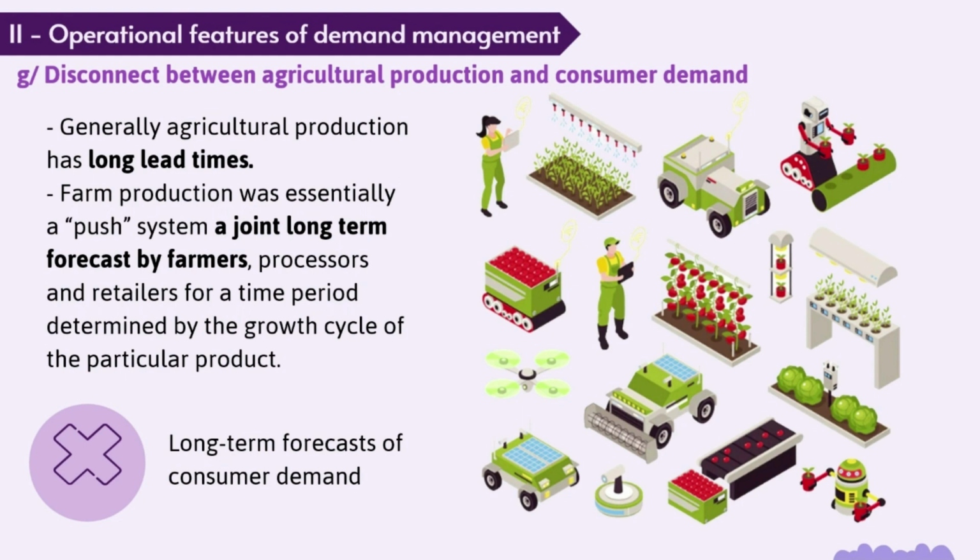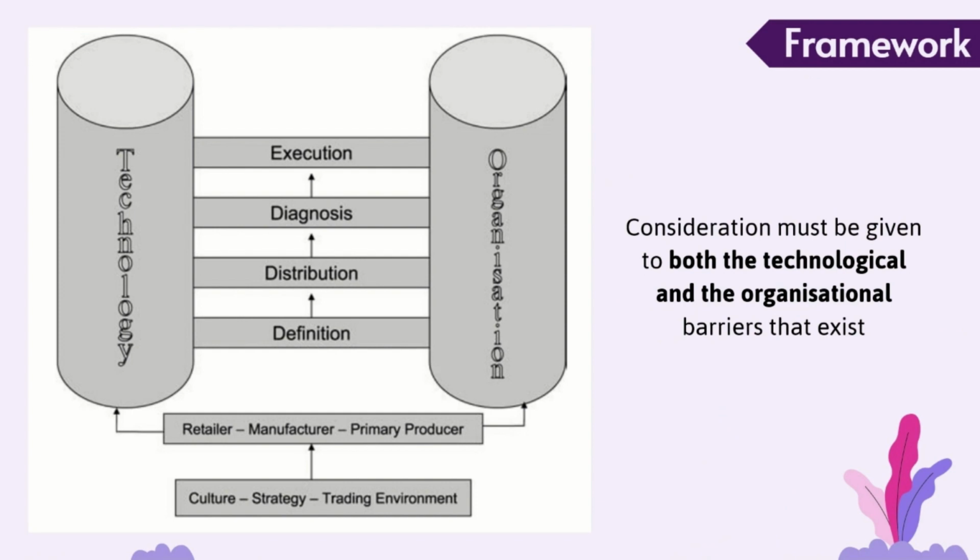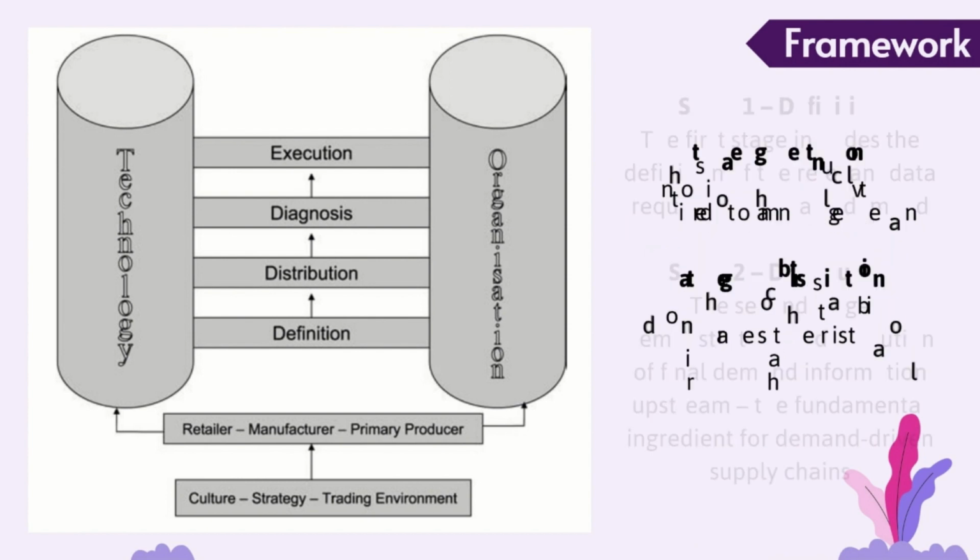Therefore, the production of a joint long-term forecast by farmers, processors, and retailers for the time period determined by the growth cycle of a particular product could be an important step in helping to link farm production to customer demand. In order to improve demand management, consideration must be given to both the technological and the organizational barriers that exist. The first stage, end-to-end synchronization of activities, is of critical importance.